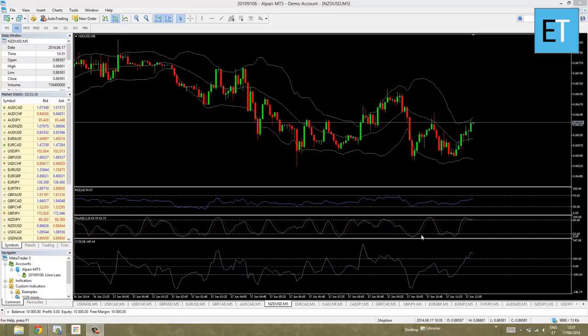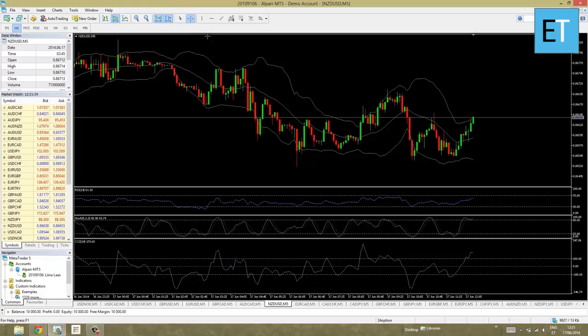The stochastic indicator, I'm looking for a crossover on the right-hand side, preferably under the markers of 20 and 80. And the CCI, I'm looking for it to be either as high or low as possible. I would want it to be at least over 150 or lower than minus 150. So let's see some examples here.